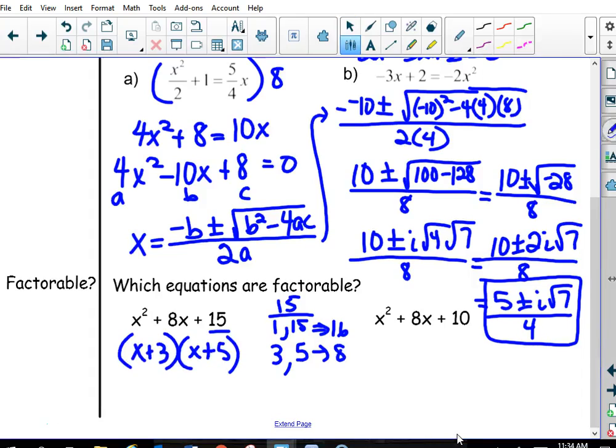Looking at a really similar problem, only I'm looking for two numbers that multiply to give 10 and add or subtract to get 8. Well, I get 1 and 10. Those give me 11. I get 2 and 5. Those give me 7. I don't get close to 8, so not factorable.